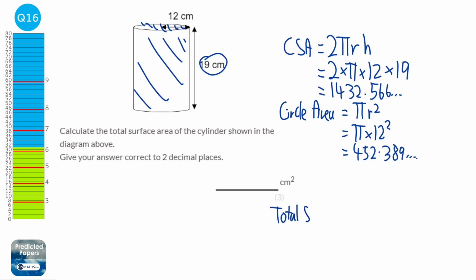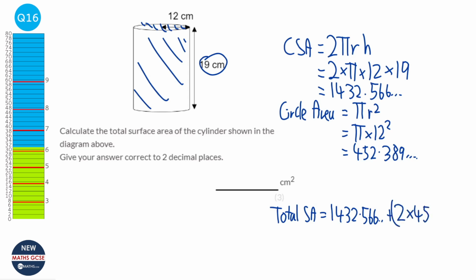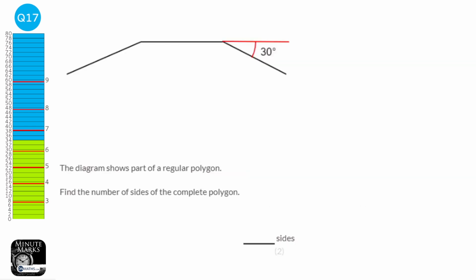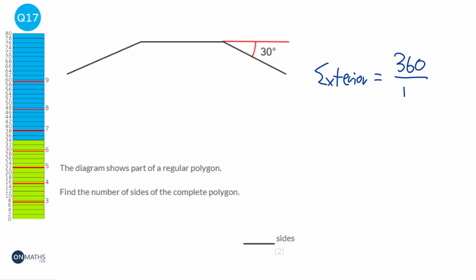total surface area, we add the curved surface area to 2 lots of the circle surface area, or areas of the circle, because there's 1 circle at the top and 1 at the bottom, and that gives us 2337.344, and to 2 decimal places, that is 2337.34.